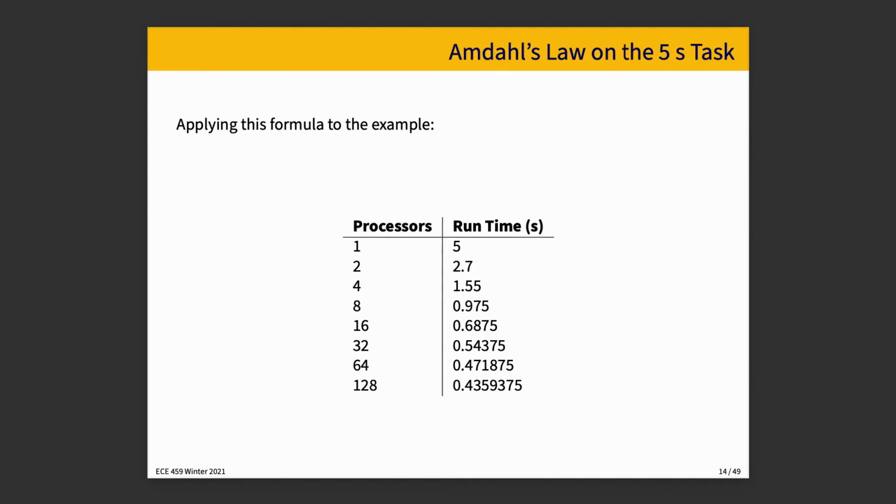And the thing that we notice as we move down our chart here is that with one processor we get 5 seconds runtime, with 2 it's 2.7, with 4 it's 1.55, but very quickly when we're looking at 64 processors as compared to 128, there's not a lot of difference in there.